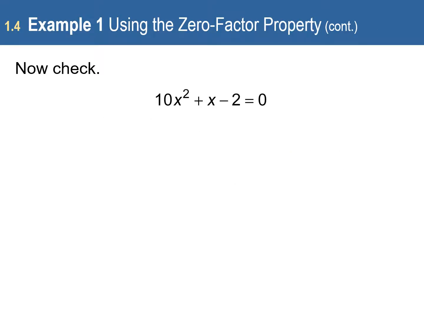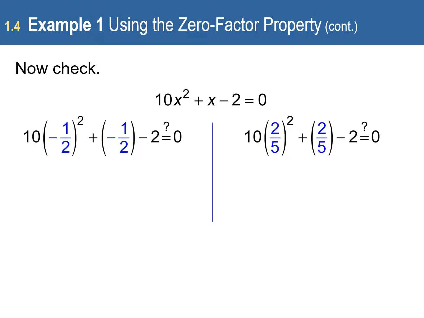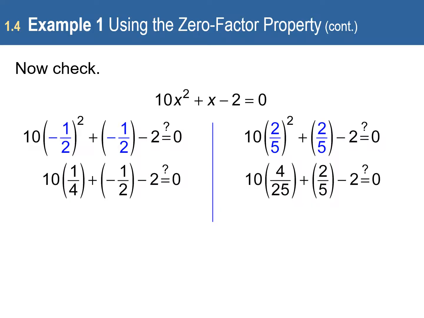Now I want to check. In order to check, I put both solutions in, both the minus 1/2 and the 2/5, and I algebraically step them down, and I get the true statement that 0 is equal to 0. So now I'm able to say that the solution set is minus 1/2, 2/5.